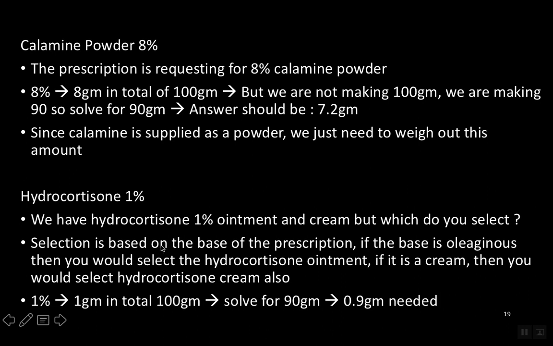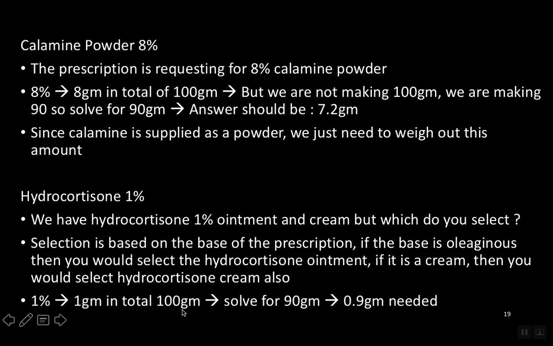So whether you use the ointment or cream is based on the base of the prescription. If the base is oleaginous, then you would select the hydrocortisone ointment. If it is a cream, then you would select the hydrocortisone cream. Okay, in this case, we're gonna select the cream because of the lotion. Let's assume here that it's a cream. I'm pretty sure, yeah. From what I remember, lotions are usually cream based, right? So like more of a water and oil kind of thing, or oil and water also. So anyways, you need 1%.